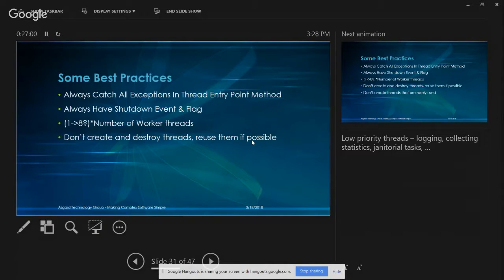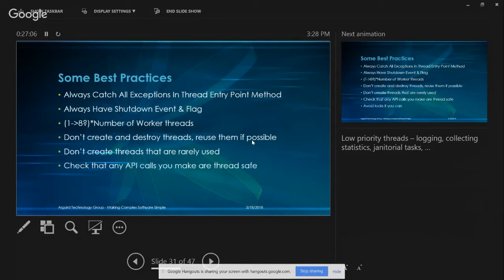Don't create and destroy threads, reuse them, use that command pattern. Don't create threads that are rarely used. Check that any API calls you make are thread safe. This is important. It's not as important now. I think mostly they've gotten better.